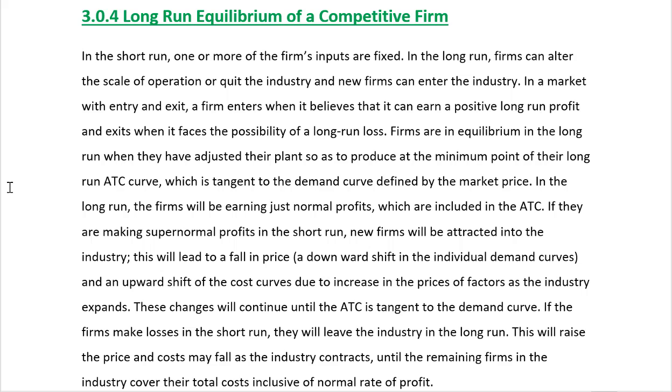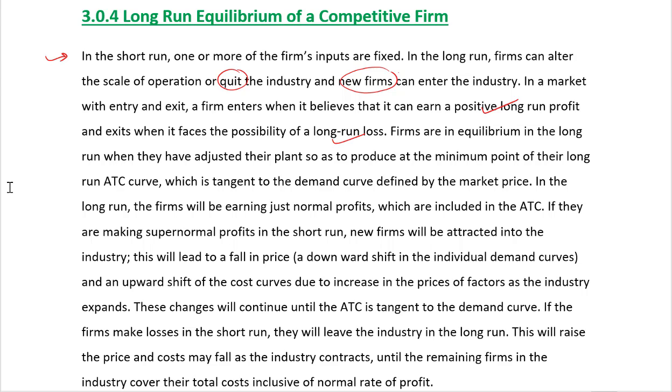Let us see the text now. So in the short run, one or more of the firm's inputs are fixed. In the long run, firms can alter the scale of production and operations, or quit the industry, and new firms can enter into the industry. Everything is possible. So in a market with entry and exit, a firm enters when it believes that it can earn a positive long run profit, and exits when it faces the possibility of long run losses.